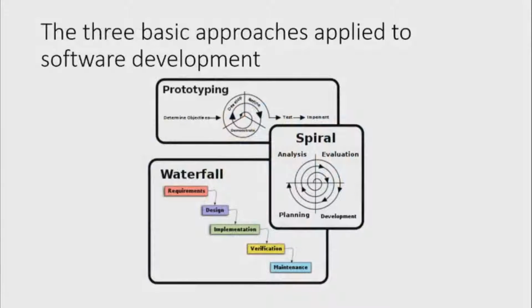The three basic approaches applied to software development are prototyping, spiral, and waterfall. In a spiral, we move through the phases in a spiral, going from evaluation, development, planning to analysis all the way around to evaluation. In waterfall, we move through the phases in a straight line, going from requirements to design, implementation, verification, and maintenance until we finish developing the software.